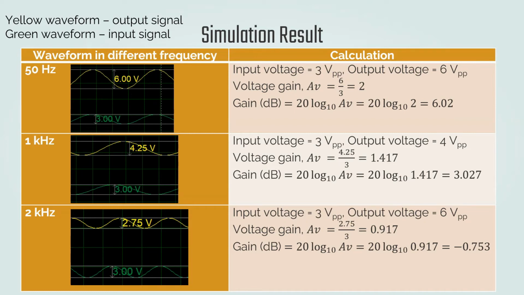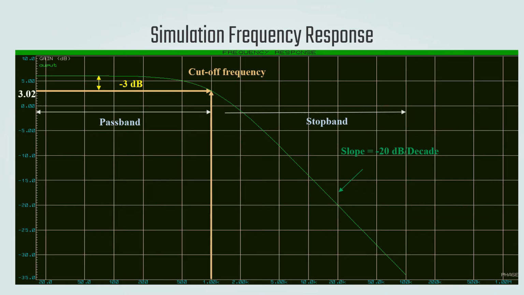This result can be easily shown by the frequency response graph, which is shown on the slide. For a low pass filter, the frequency response will show the gain decreasing slowly until it reaches the cutoff frequency point. After this point, the gain will start to decrease with a roll-off rate of minus 20 dB per decade.